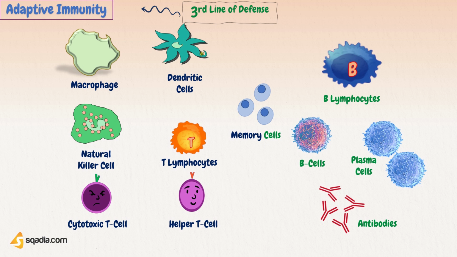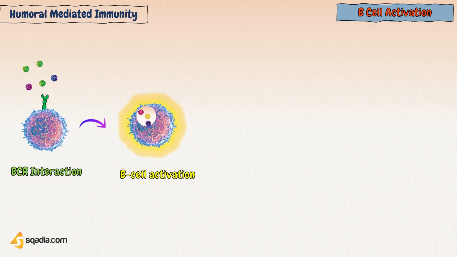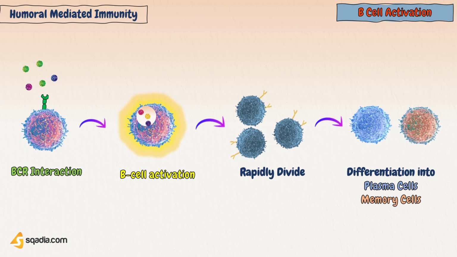Let's start by looking into the humoral immunity. The humoral mediated immune response is carried out by B lymphocytes. B cell activation occurs upon the interaction of the B cell antigen receptor, BCR, with CD4 T cells, leading to cell activation. Once activated, the B cells rapidly divide. They have the same antigen on the cell surface as the one that was first presented on the macrophage. These activated cells differentiate into plasma cells and memory cells.